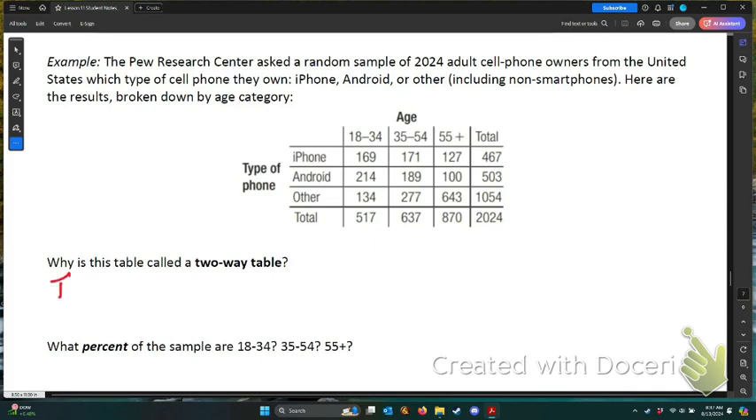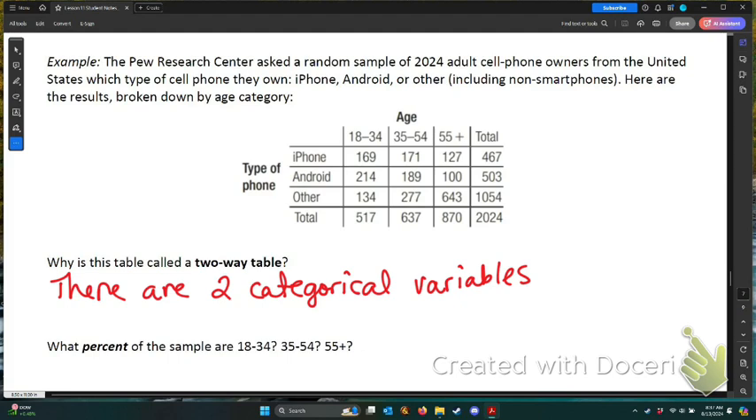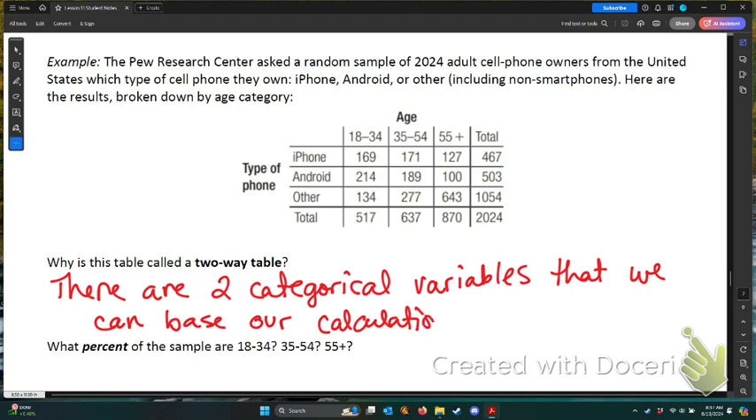So a two-way table is called a two-way table because there are two categorical variables that we can base our calculations on. We can base our calculations on age, or we can base them on what type of phone they have. All right, so there are two different categorical variables.